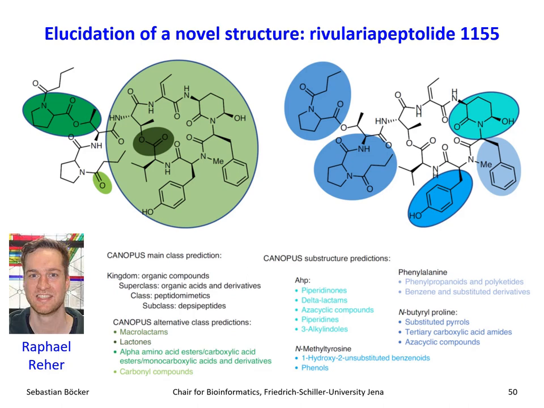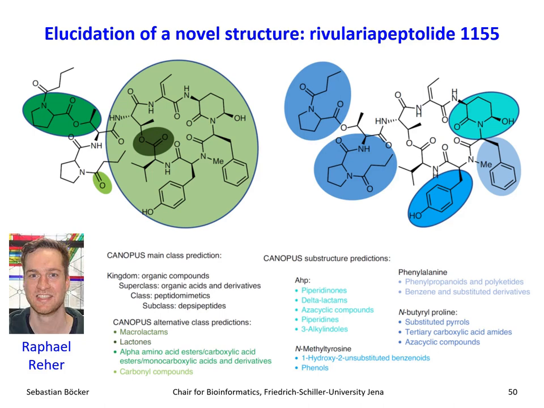And a final example of what you can do, and that's not me or us, that's Rafael Rea who did that, and he actually used our tools, CANOPUS, to do structural elucidation. Full structural elucidation of a novel structure where the structure was not known before. I mean, obviously, he didn't just use our tools. In the end, he also used NMR to check everything.